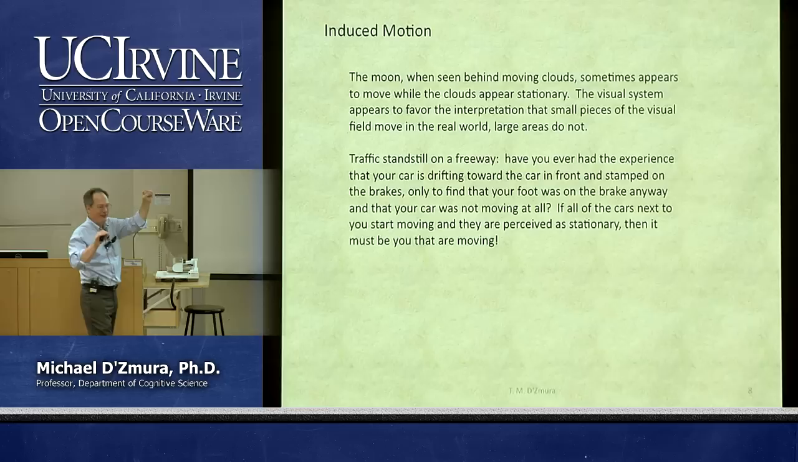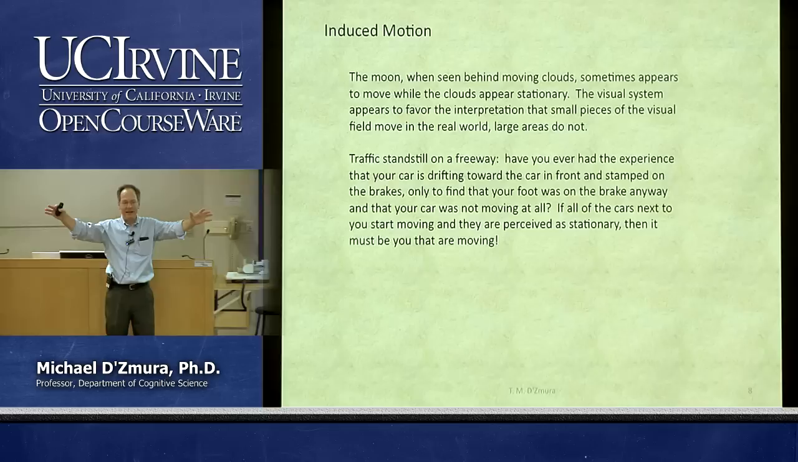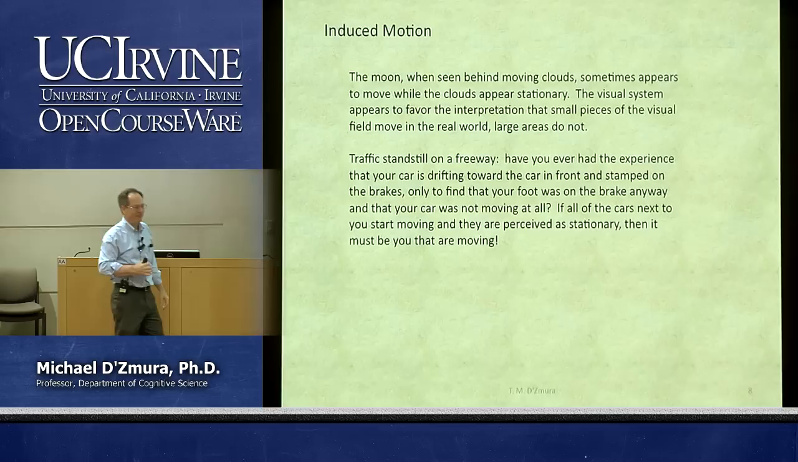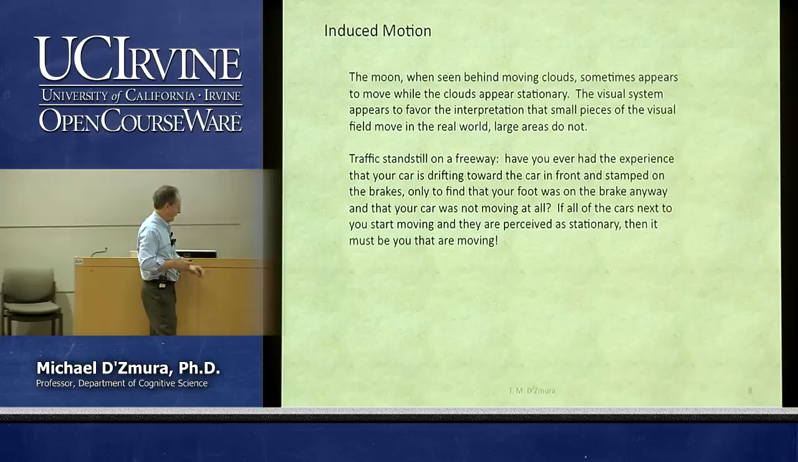It looks as though the clouds, which take up a much larger part of the visual image, are staying still. They're effectively acting as the stable background, and this little light then ends up being perceived as moving. So we misattribute the motion. So there's induced motion in that case, and that is the motion of the moon, which is entirely illusory.